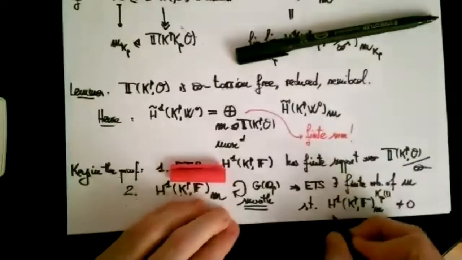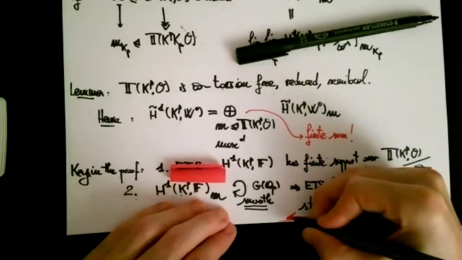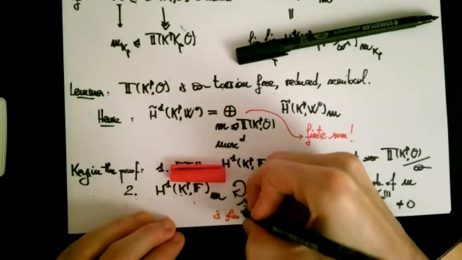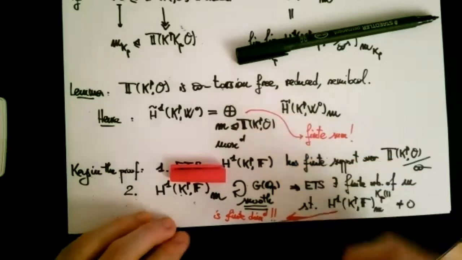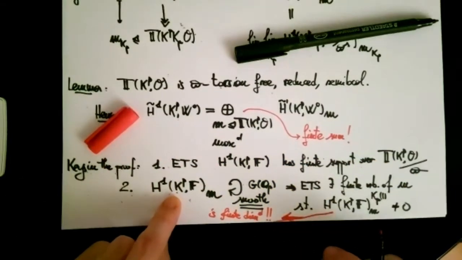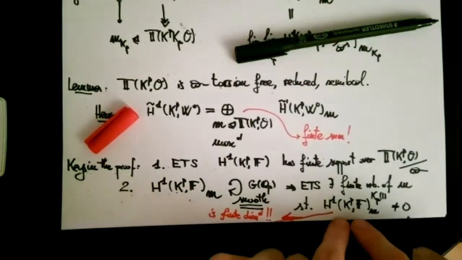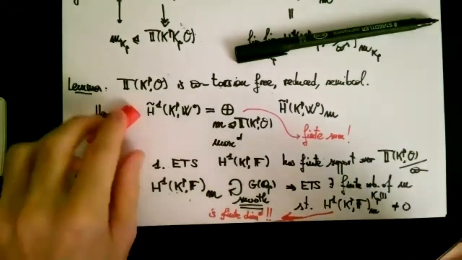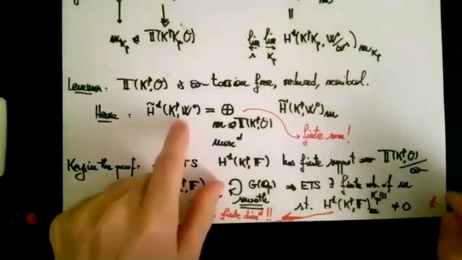But let me write here. So this is finite dimensional, because this representation is admissible. We saw that at the beginning. And so in particular, the annihilator of this H1 has finite index. All right, so we have this very nice decomposition of the cohomology in terms of direct sum.